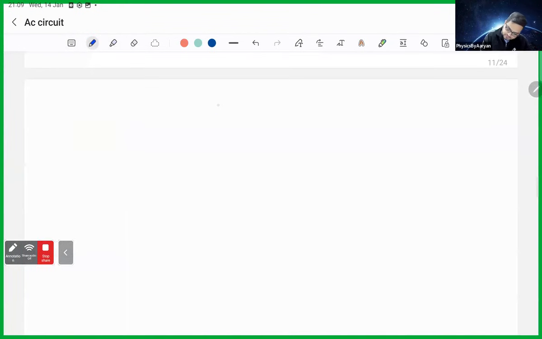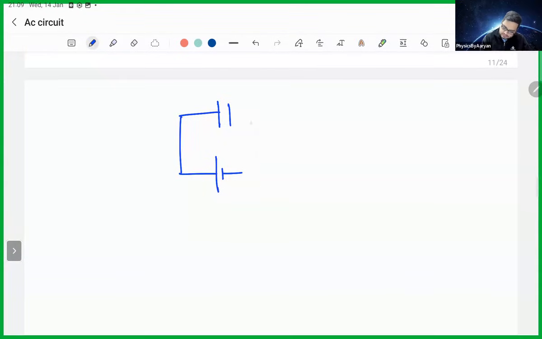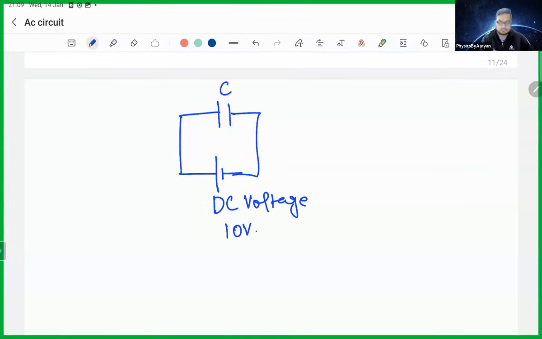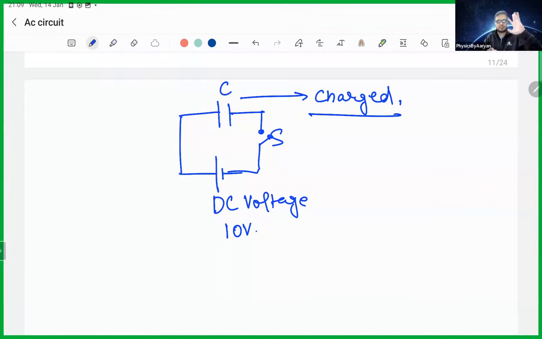So let's say this is my capacitor, and I apply a DC voltage. Fixed voltage, 10 volt. And this is an uncharged capacitor. Let's say there was a switch. The moment I close this switch, do you say that this capacitor will start getting charged? Yes or no? Yes, sir.